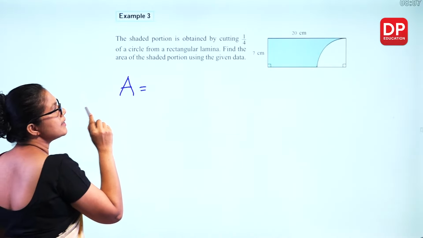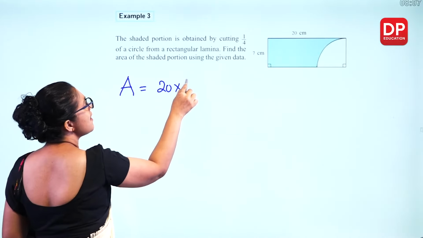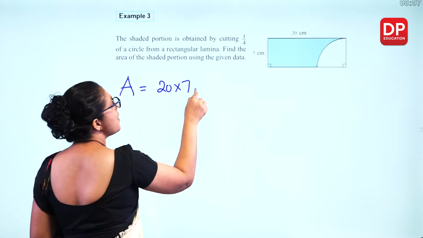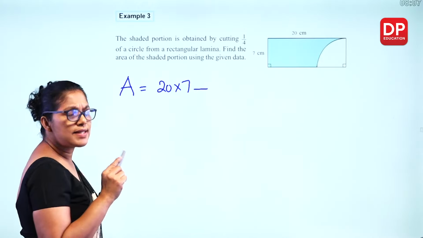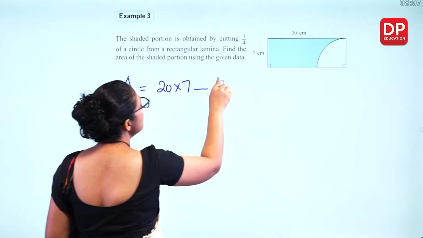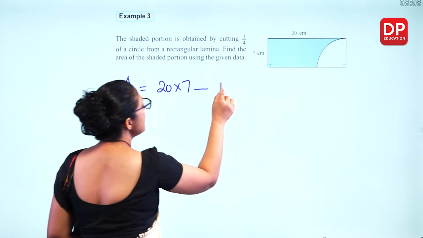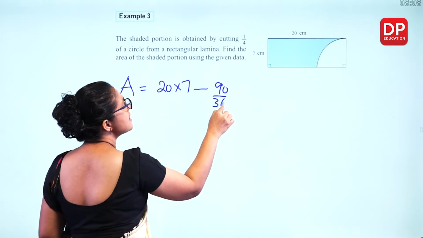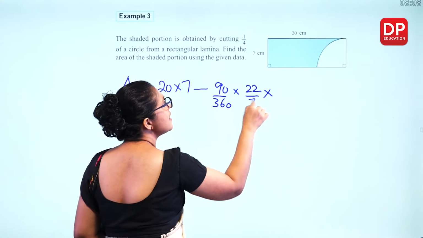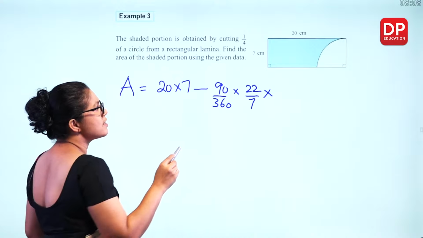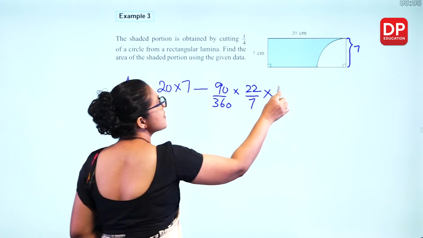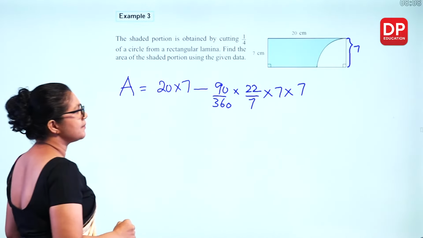Area of the rectangle, 20 times 7, because length and breadth are given as 20 and 7, minus what is the area of the sector? So you can use the formula angle. What is the angle here? 90 degrees. So the angle is 90 divided by 360 into pi. Pi you can take as 22/7. What's the R value? Can you see in this part? This is the R value. That's 7. So 7 times 7.